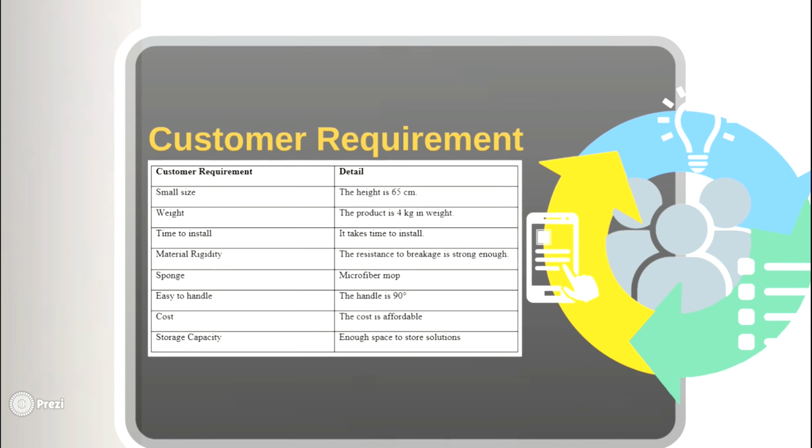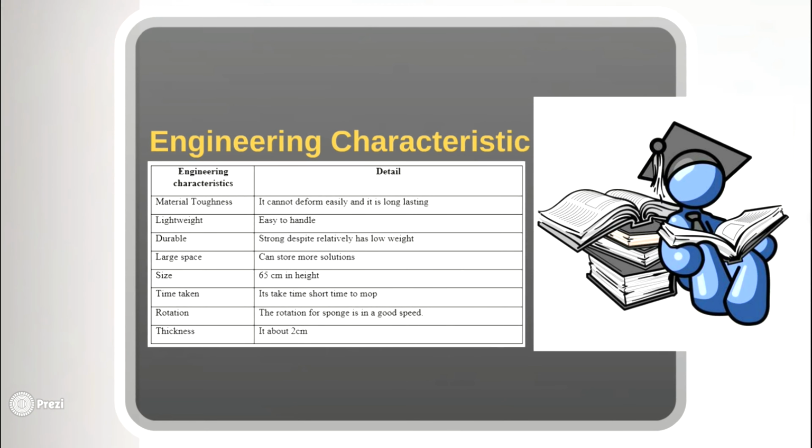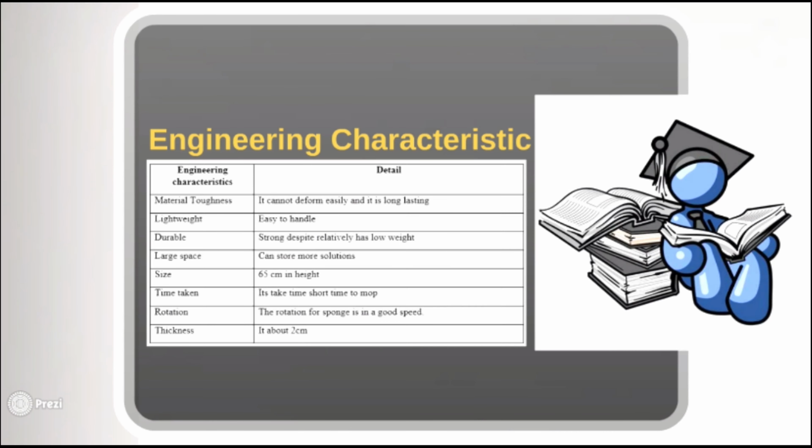Secondly, the things that we need to achieve in our product are the engineering characteristics. There are 8 characteristics, which are material toughness, lightweight, durable, large space, size, time needed for the mop to clean, rotation and thickness.